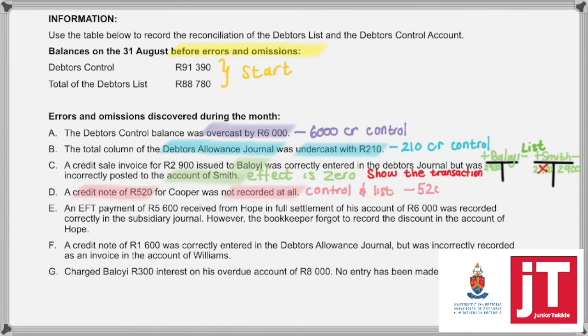So the control account and the list must minus. How do I know it's a minus? Because it's a credit note. And a credit note means that we minused the account. He's returning it. It's a reversal of a sale.